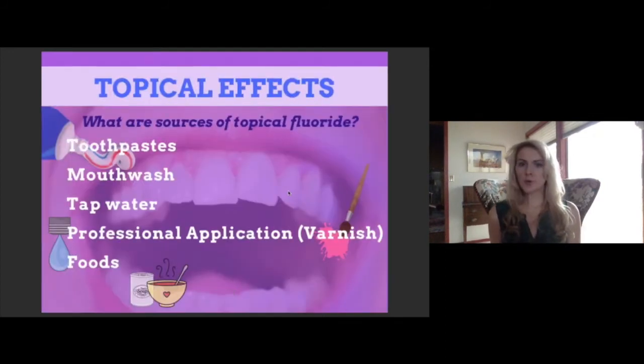Topical effects. So what are some of these sources? We have toothpaste, mouthwash, tap water, professional applications at your dental office like varnish, and yes, foods, even your foods.